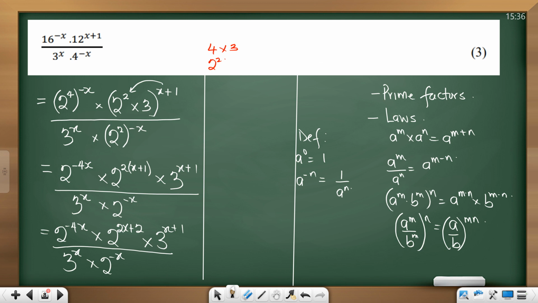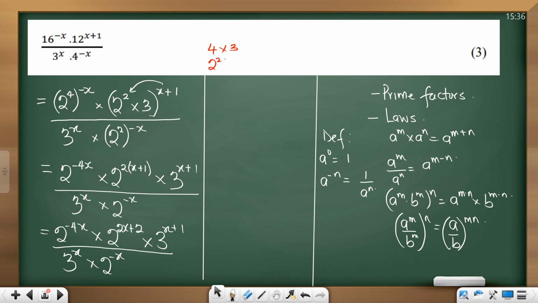If we are multiplying with the same base, what do we do? We add exponents. And if we are dividing, what do we do? We subtract the exponents. So, can we try to use that? All the 2's together. So it's 2. Now what do we have? Minus 4x. We are multiplying at the top, so I'm adding. Plus 2x plus 2.